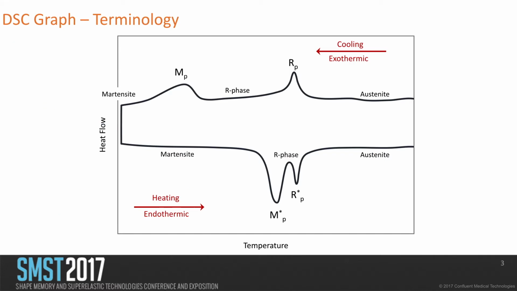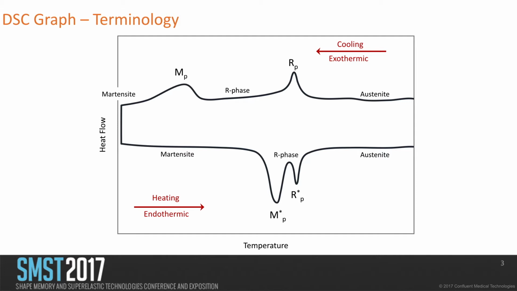So again, some terminology which is a bit different from the ASTM standard, which I'll be using a lot throughout my presentation. Quickly go through it. We have the DSC on top. We have the cooling curve, or the exothermic reaction, going from austenite to R-phase to martensite. The formation of R-phase, we call the peak of it RP. The formation of martensite, MP.